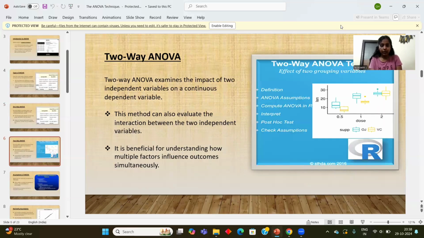Two-way ANOVA. Two-way ANOVA examines the impact of two independent variables on a continuous dependent variable. This method can also evaluate the interaction between the two independent variables. It is beneficial for understanding how multiple factors influence outcomes simultaneously.